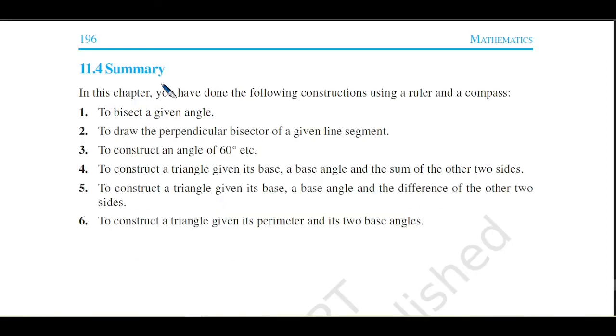This is the summary of chapter 11 which we have discussed today. Okay, what we have discussed today in the lecture: to bisect a given angle we have shown, to draw a perpendicular bisector of a given line segment, to construct an angle of 60 degrees which we have shown, an equilateral triangle, how to draw. Then to construct a triangle given its base, angle and sum of the other two sides. This we have seen as a construction. To construct a triangle given its base, angle and the difference of the other two sides, that also we have done today. To construct a triangle given its perimeter and its two base angles. That was the last construction and one example which we did.